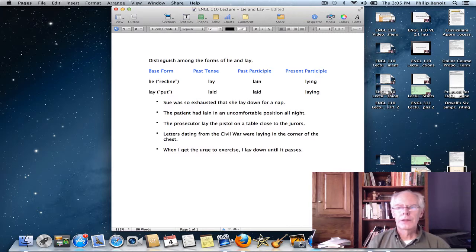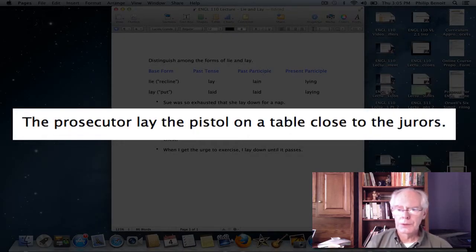Okay, next sentence, the prosecutor lay the pistol on a table close to the jurors. So we're using the past tense here in this sentence, and we're using the past tense lay, which is the past tense for lie. And we're talking about putting the pistol on the table. So we again have made the error of using the wrong form of the past tense.